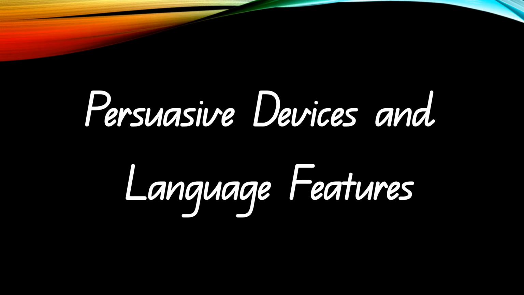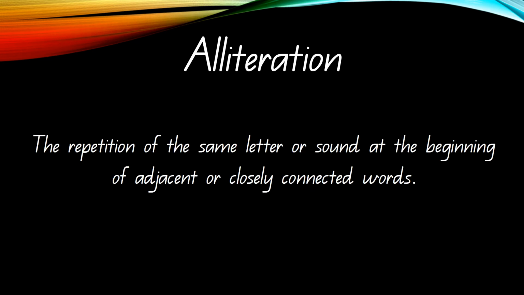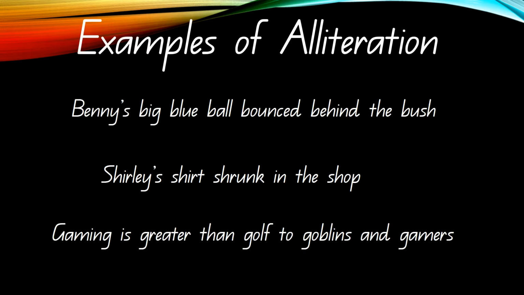Persuasive devices and language features. Alliteration. Alliteration is the repetition of the same letter or sound at the beginning of adjacent or closely connected words. Examples of alliteration. Example 1.